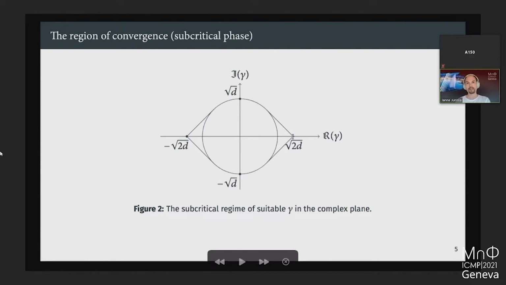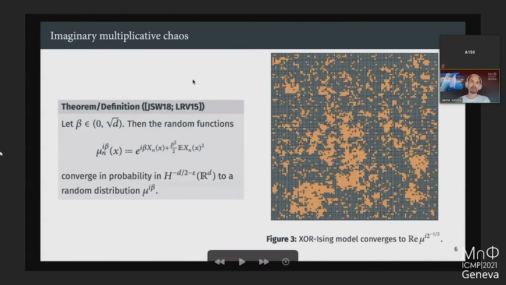The suitable gammas are gammas located in this so-called subcritical phase. It's this kind of I-shaped domain. In the middle there's this disk of radius square root of d, and then you attach these two line segments at 45-degree angles with tips at the square root of 2d. And everything inside this is a suitable gamma. And in fact, you can construct this distribution simultaneously for all gamma, and this mapping from gamma to the chaos distribution will be a vector valued analytic function. But today we will be only interested in what happens here on the imaginary axis. So our gamma will be purely imaginary.